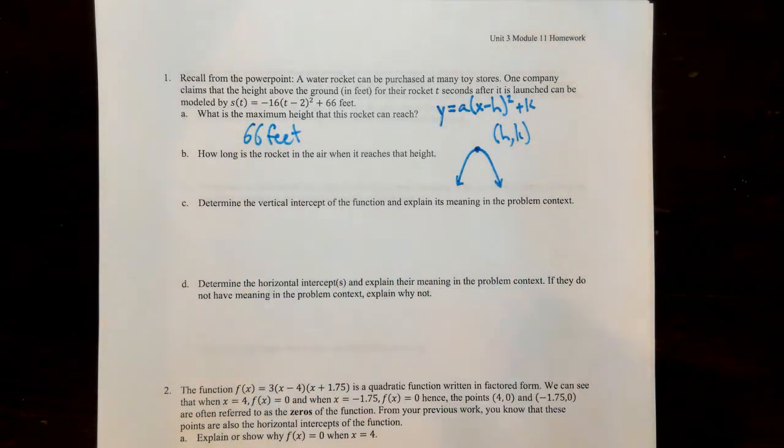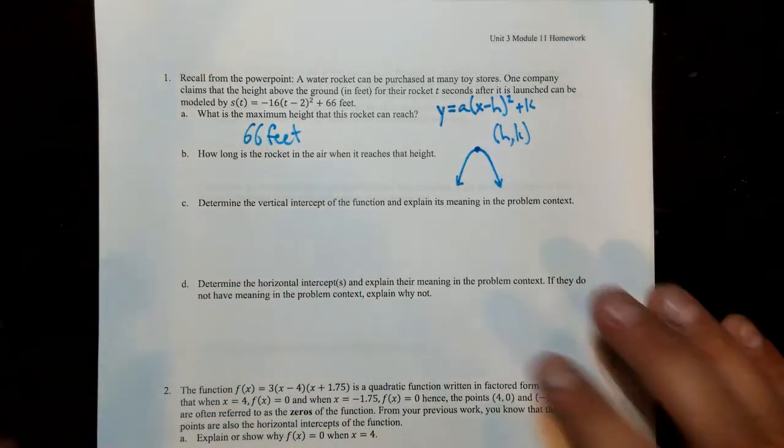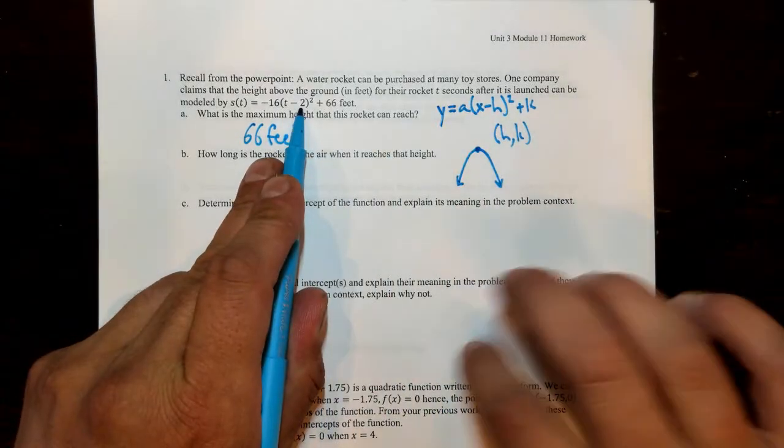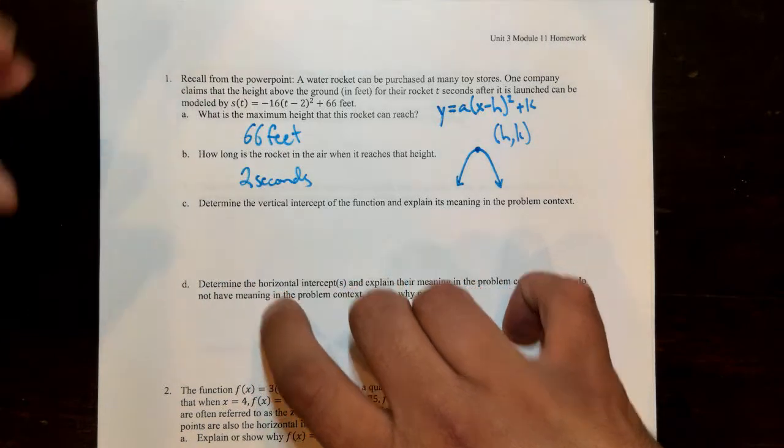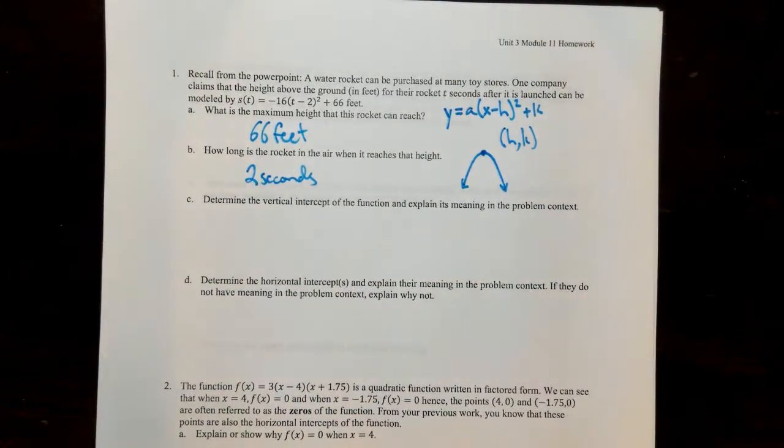And then how long is the rocket in the air when it reaches that height? Well, that's going to be our h value, and in this case it's 2, so after 2 seconds. Then determine the vertical intercept of the function and explain its meaning in the problem context.